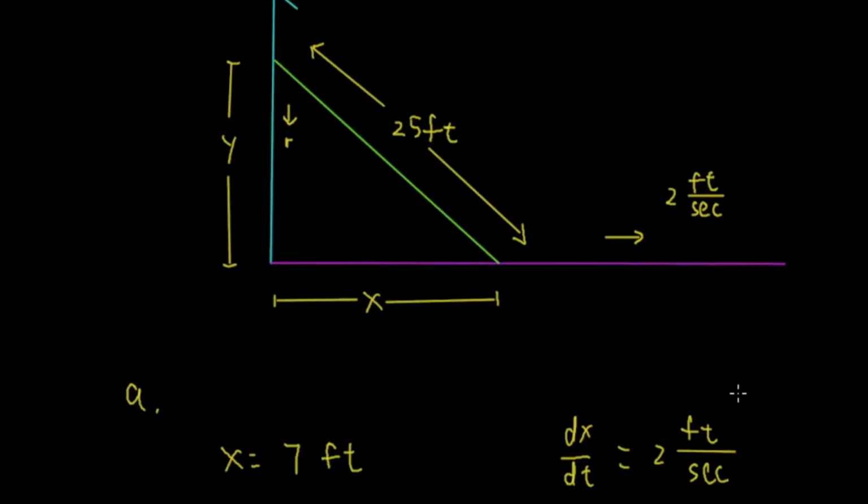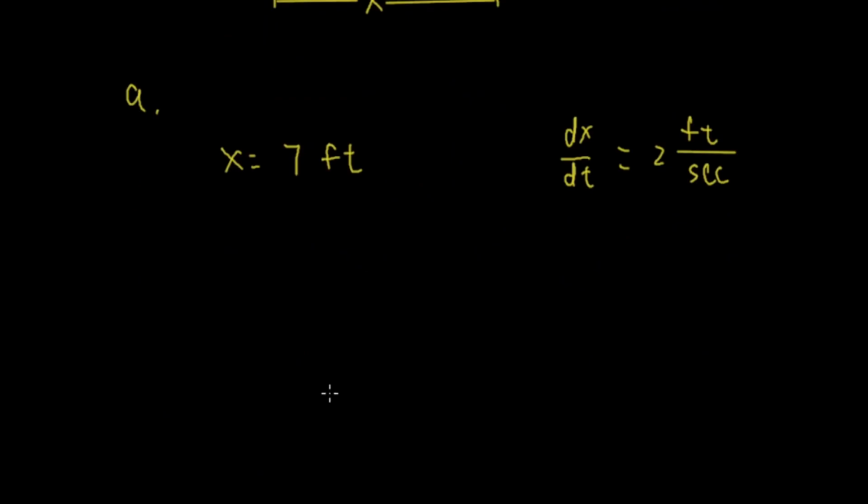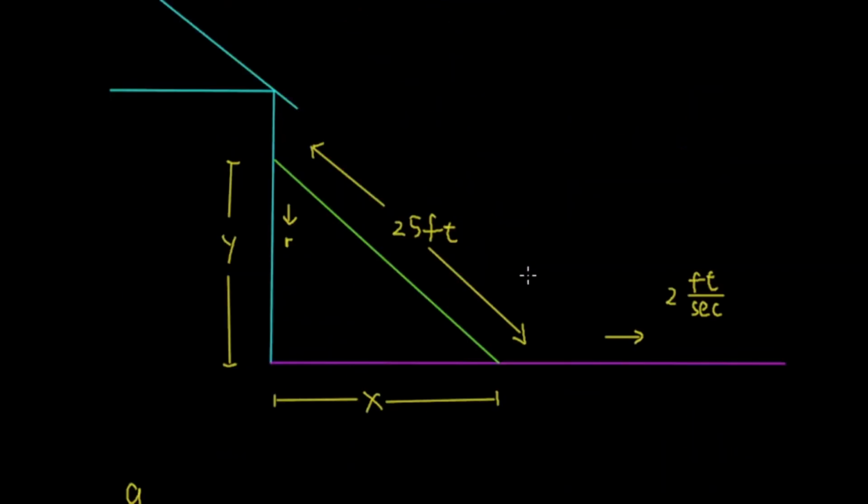What else do we know? Do we know y? It's not given in the question, but we do know that the angle the wall of the house forms with the ground is 90 degrees. That means this triangle here is a right triangle. We can calculate y using the Pythagorean theorem because we know what x is, and we know the hypotenuse, which is the ladder. So we can say that x squared plus y squared is equal to 25 squared, right? Based on this.